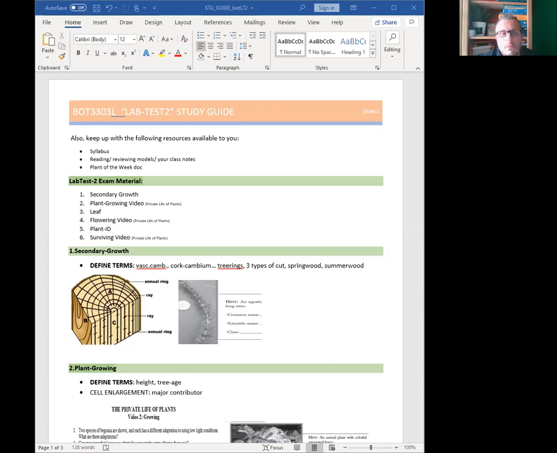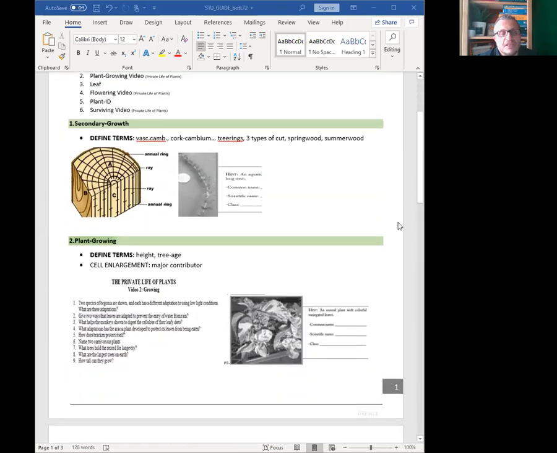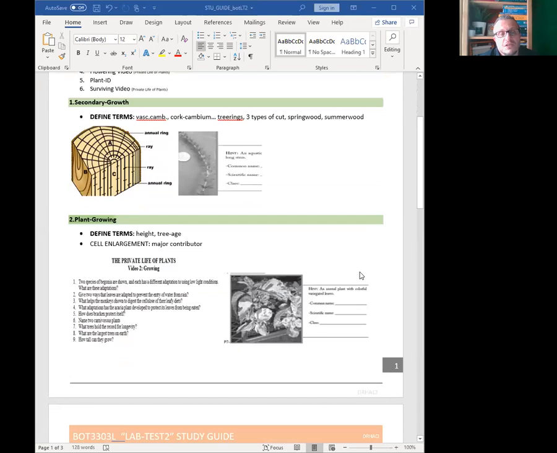First, secondary growth lab. Make sure that you study the definitions of the terms: vascular cambium, cork cambium, tree rings, types of cuts, springwood, summerwood, rays, annual rings, as well as the plant of the week, which is hydrilla. And in the plant growing lab, basically the terms like height, tree age, the statistics, cell enlargement. Make sure you remember it is a major contributor to plant growth.